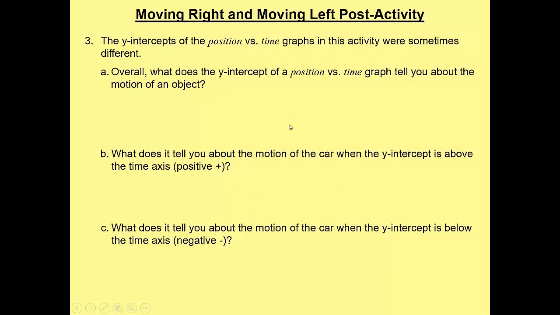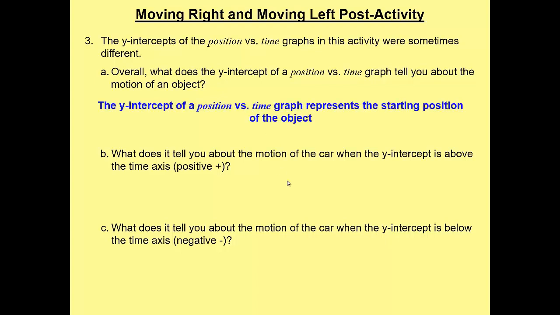So in number 3, you saw different y-intercepts in your position time graph. Why did it have different y-intercepts? Well, because those y-intercepts represented the starting position of your car. In some of the later ones, sometimes the y-intercept was above the time axis, and other times it was below the time axis. Since it represents the starting position, the answers to these questions have to do with where was the starting position. But you need to think about it in the graph as where is that starting position in relation to 0.